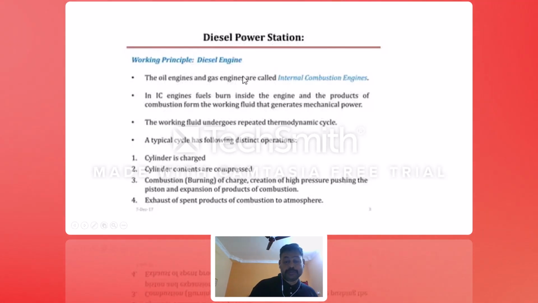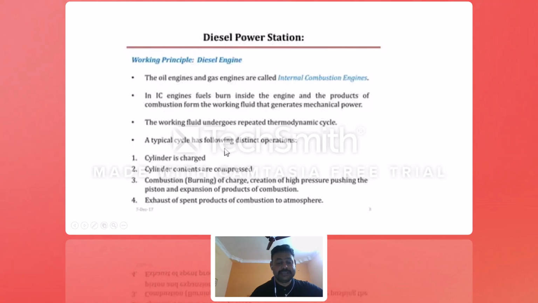So here is the working principle of the diesel engine. This is called the internal combustion engine, or IC engine. Internal combustion means inside the engine your diesel is burned. Combustion means the burning process. In an IC engine, fuel burns inside the engine and the products of combustion form the working fluid that generates mechanical power. The working fluid undergoes a repeated thermodynamic cycle. The typical thermodynamic cycle has the following distinct operations.